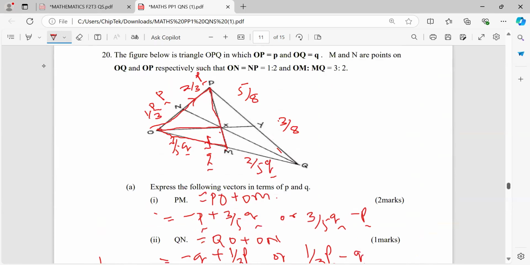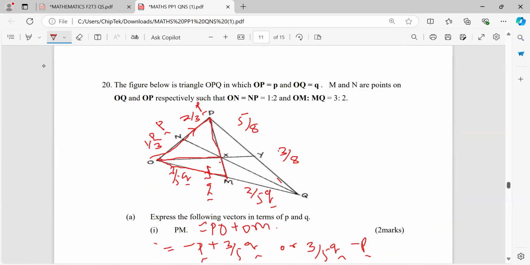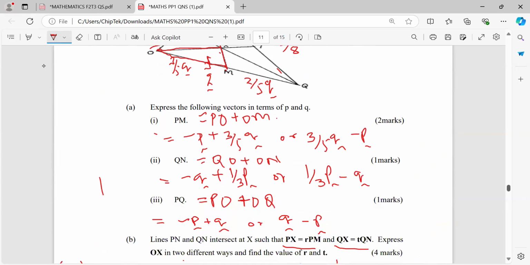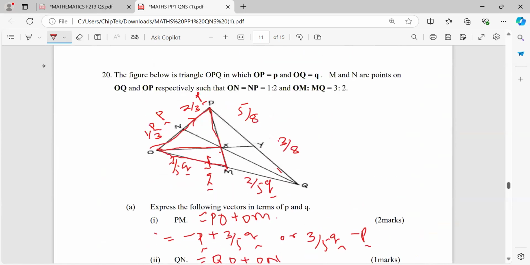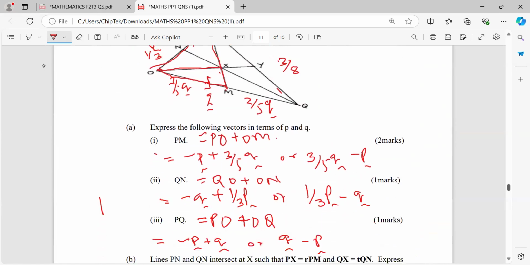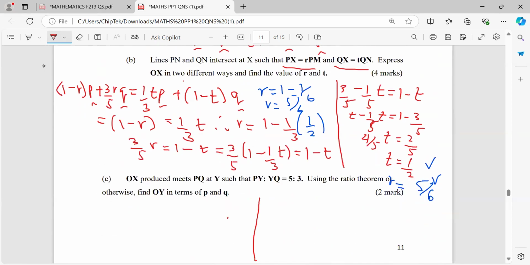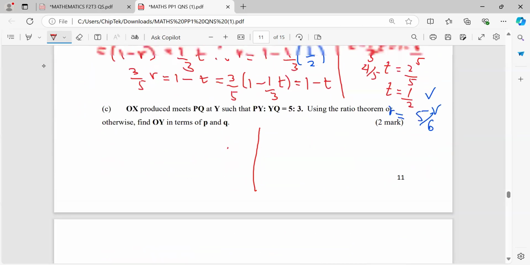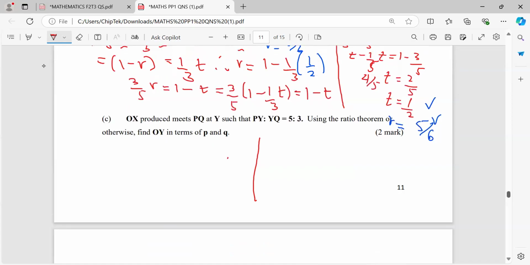Kuna njia mbili huwa tunaweza tafuta. So either tuna ile njia ambayo tumepewa ya OX, let's use that. Using the ratio theorem, or otherwise find OY in terms of P and Q.